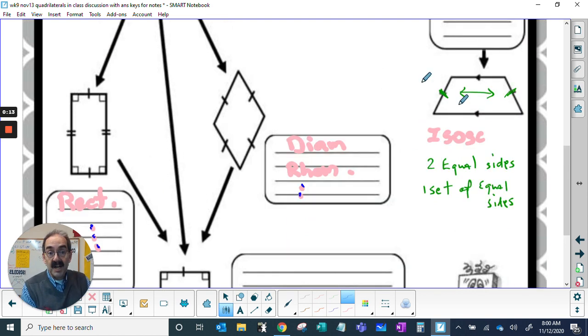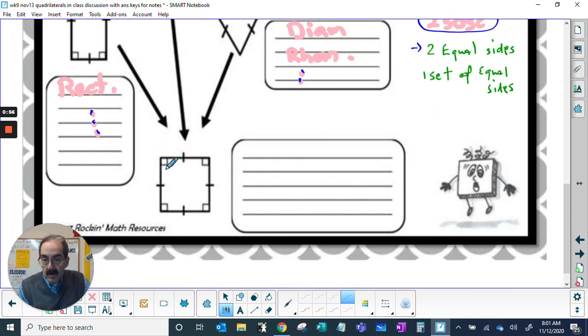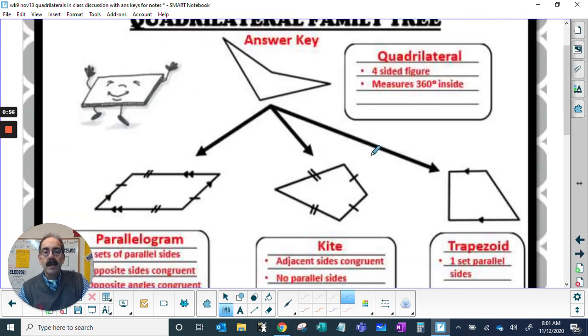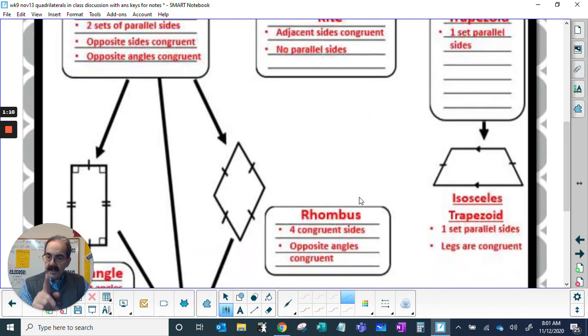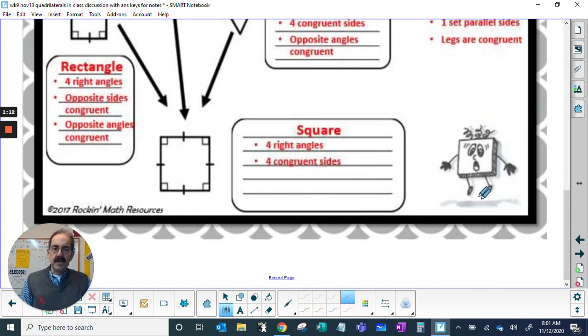The isosceles trapezoid, two equal sides, just one set of equal sides. The definition of isosceles, make sure you have that. Then it all comes down to the square, and the square is everything that's on the page. Then I provided you with the answer key. It's in the notes section if you need to refresh your memory, because this is where we started school.